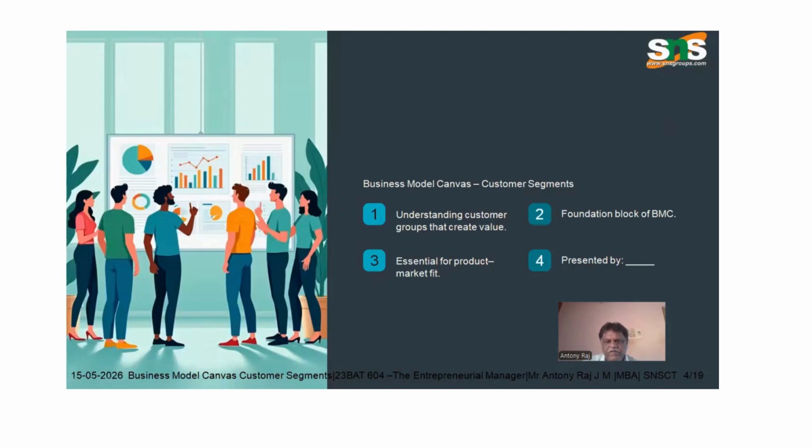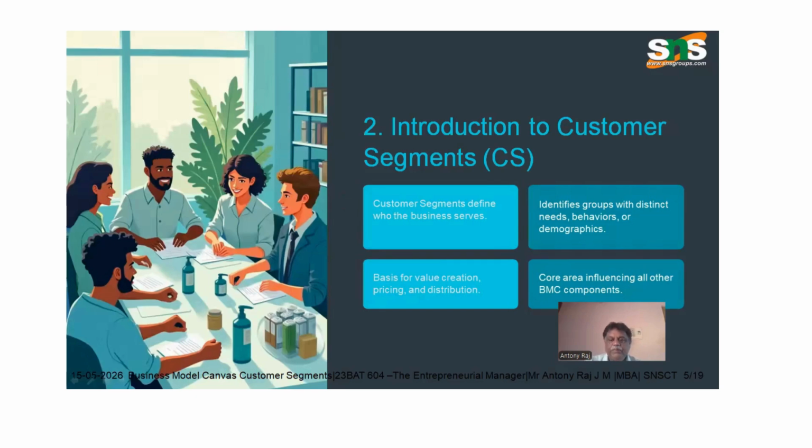The business model canvas, you already know, is a very important tool. And again, the customer segments is the core area. So this is a very critical area which we're going to discuss today.